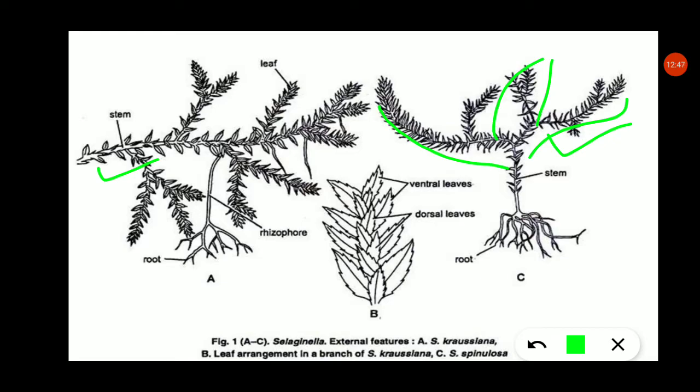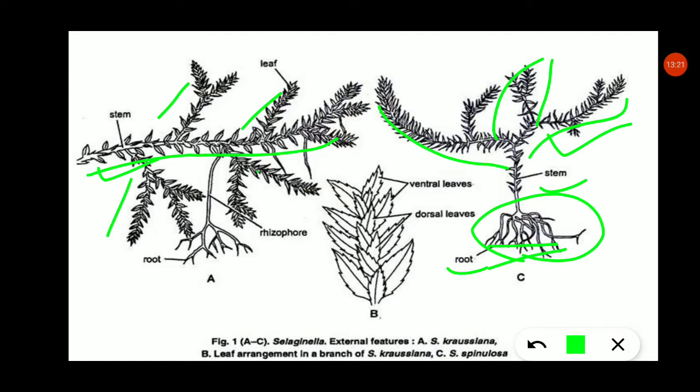This is divided into root and stem. Now we can see the roots are fibrous. Here you can see the roots; these are fibrous, which means they are adventitious. This is the first type. Then the second type is the Selaginella subgenus Heterophyllum. In Heterophyllum, the stems are prostrate or sub-erect, and they have lateral branches. These are the lateral branches.